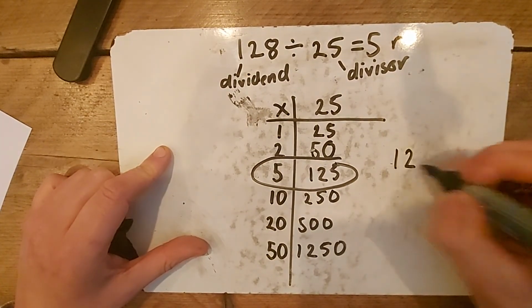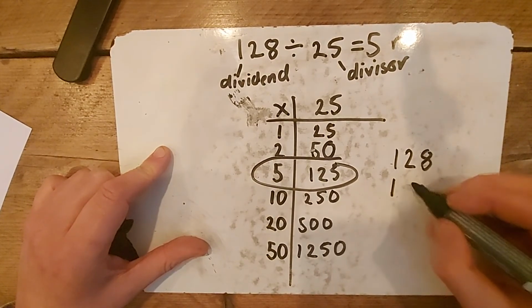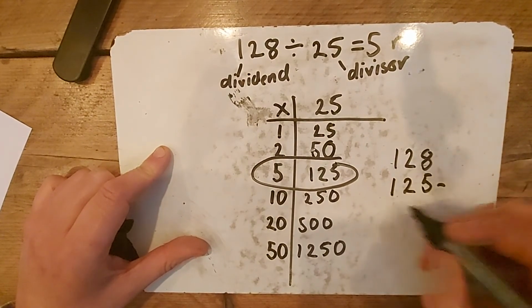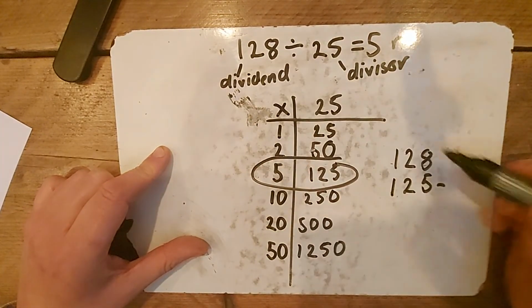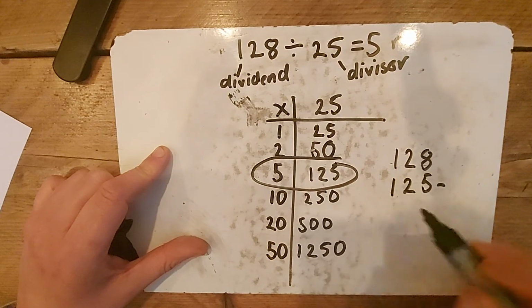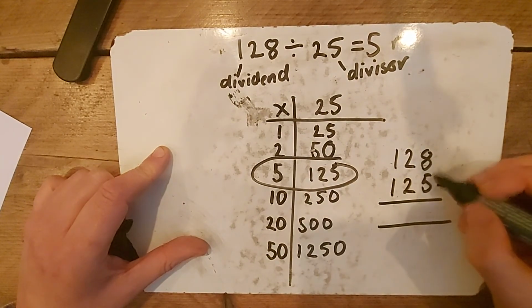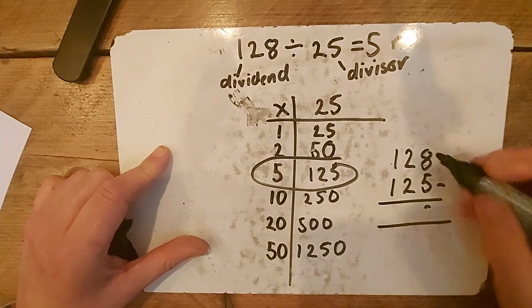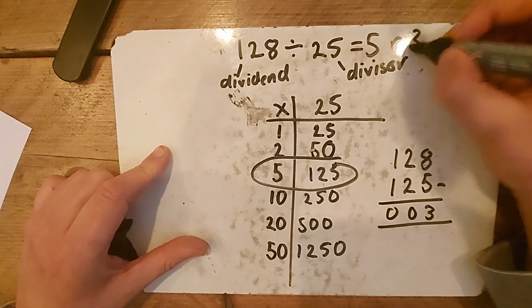So I do simply, and I can do this in my head or write it down, it doesn't matter, whatever helps you get the right answer. I can do the dividend, 128, take away 125, and what's left over after I've subtracted them will be my remainder. So 8 take away 5 is 3, so the answer is 3.